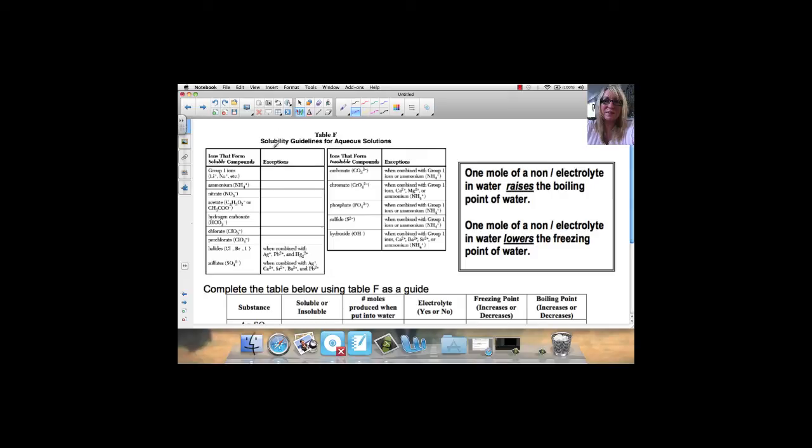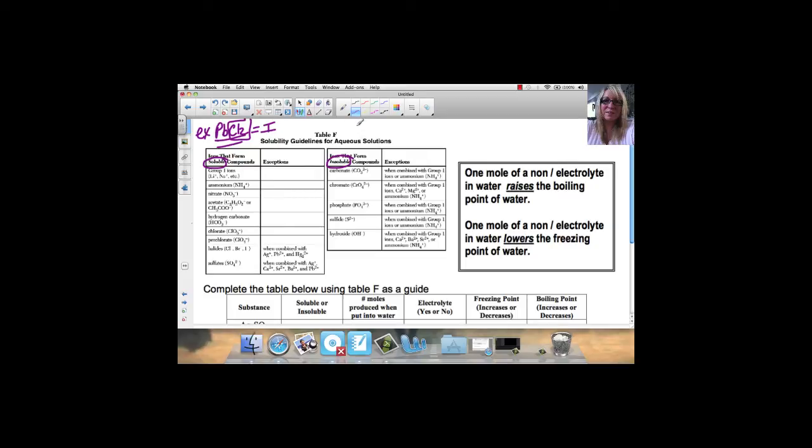All right, let's talk about Table F, solubility guidelines. Remember, anything on the left is soluble unless you meet the exception. Everything on the right is insoluble unless you meet the exception. So, for example, if I had PbCl2 and I wanted to know whether it was soluble or not, I would go to the negative ion. These are the negative ions. You're going to look up chlorine. Chlorine's over here. It's soluble unless combined with silver, lead, or mercury. There's my exception. So this is insoluble.